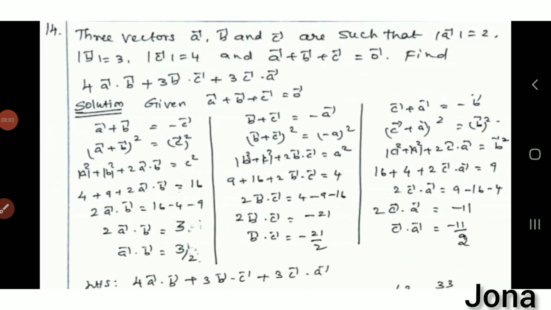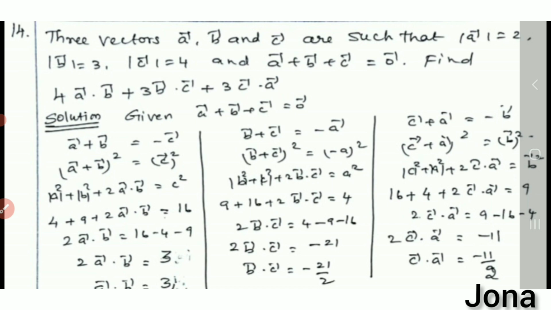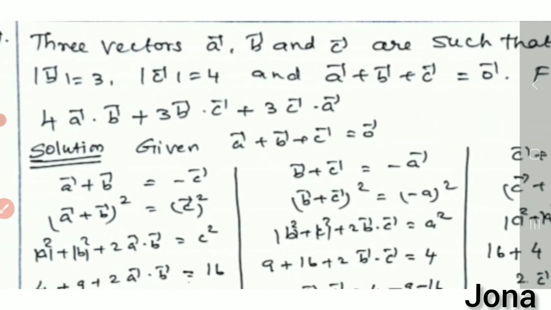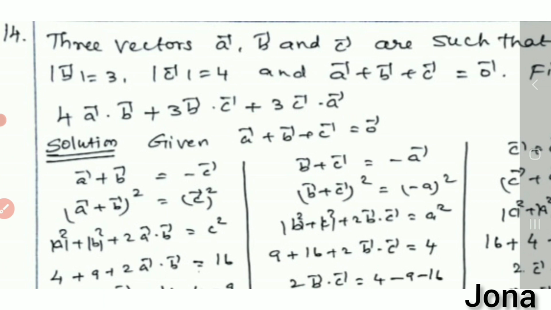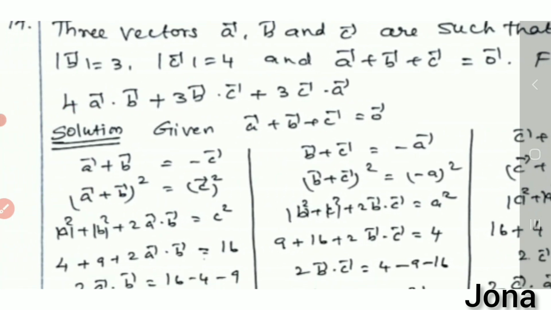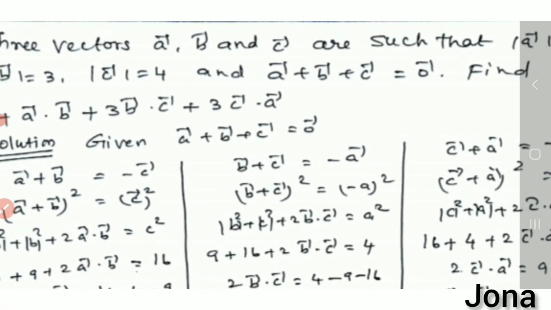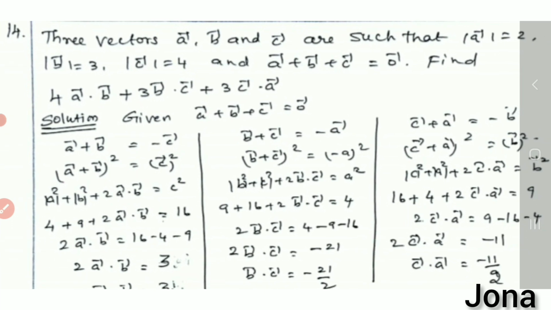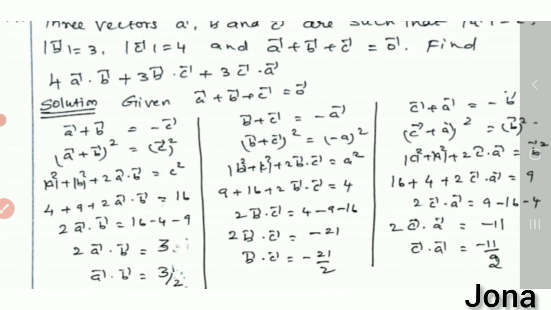14th sum. 3 vectors A, B, C such that modulus of A vector is 2 and modulus of B vector is 3 and modulus of C vector is 4, and A vector plus B vector plus C vector equal to 0 vector. Find 4A dot B plus 3B dot C plus 3C dot A. Here we want to find the value of 4A dot B plus 3B dot C plus 3C dot A. And one more condition is given here itself, A plus B plus C equal to 0 vector.